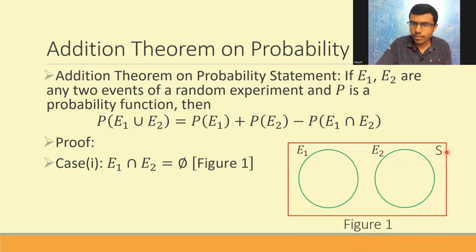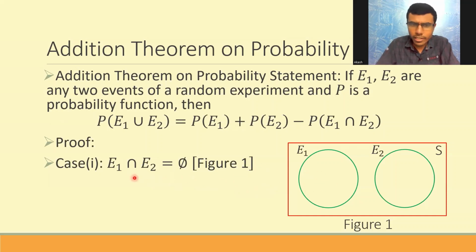This is the diagram. This entire red box is my sample space, the total set. And within that, these are my events, E1 and E2. You see, they're not meeting. They're not intersecting at all. So that's why E1 intersection E2 is nothing but phi, since they are not meeting.